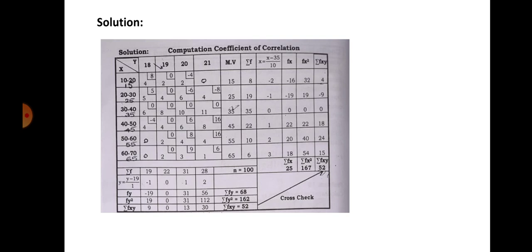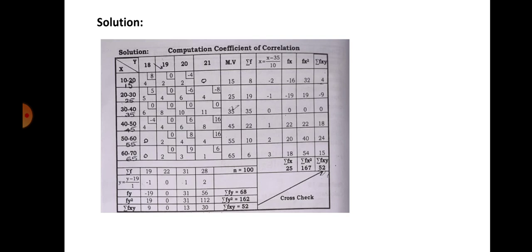Now fy square. So minus 19 into minus 1 is plus 19. 0 into 0 is 0. 31 into 1 is 31. 56 into 2 is 112. Now addition: sigma fy square is 19 plus 31 plus 112, which is 162.